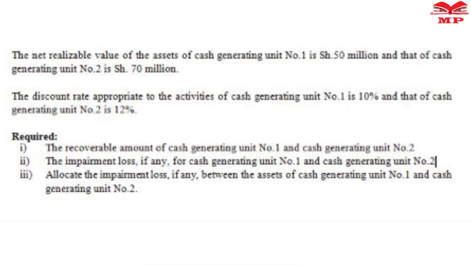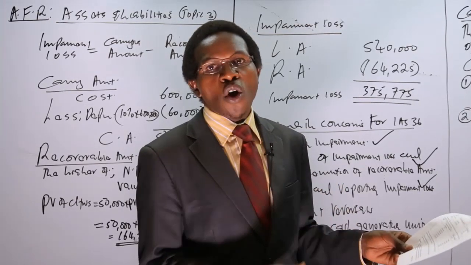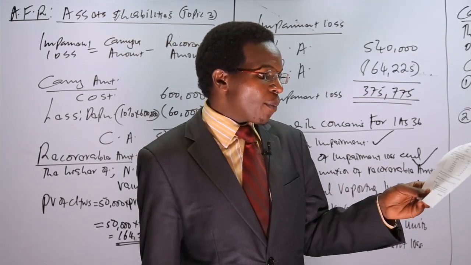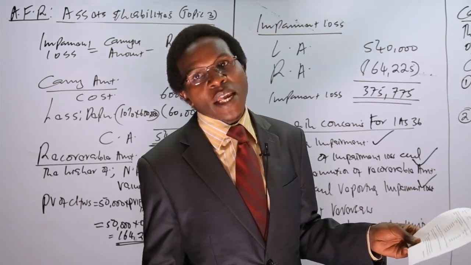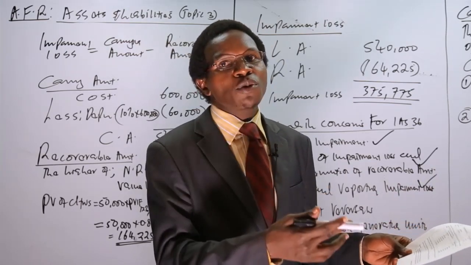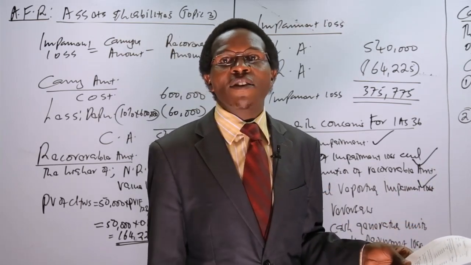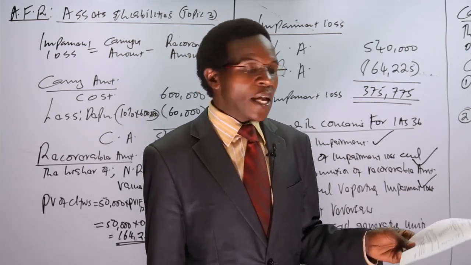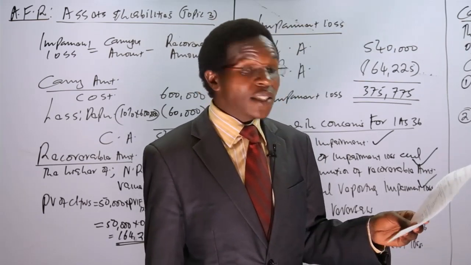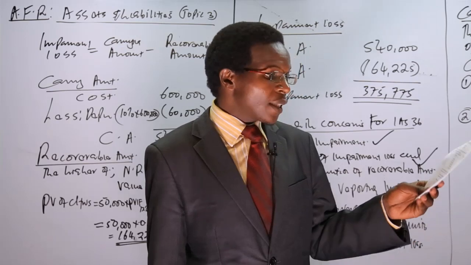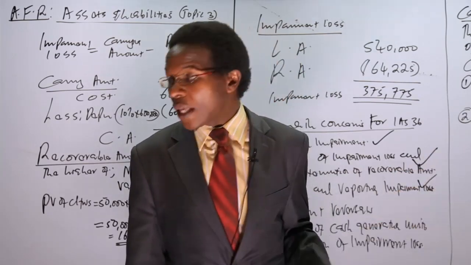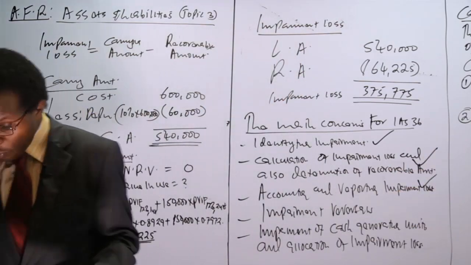We start from the recoverable amount. How do you get the recoverable amount? The higher of either the value in use or the net realizable value. Roman 2, the impairment loss, if any. We simply get the difference between the carrying amount and the recoverable amount, if and only if the carrying amount is higher than the recoverable amount. Then Roman 3, we do the allocation. So we can do the first.